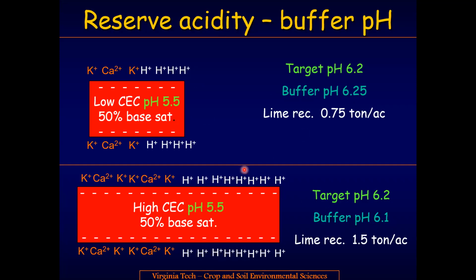So because of this, even though both soils start with a pH of 5.5, this one on the bottom needs more lime to change the pH. So the lime recommendation for the one at the top is 3/4 of a ton per acre. The one at the bottom here has a lime recommendation of 1.5 tons per acre. So even though they start at the same pH, we have different lime recommendations, and that's based completely on the buffer pH, which measures the reserve acidity of the soil. And that's what we get a lot of questions about.